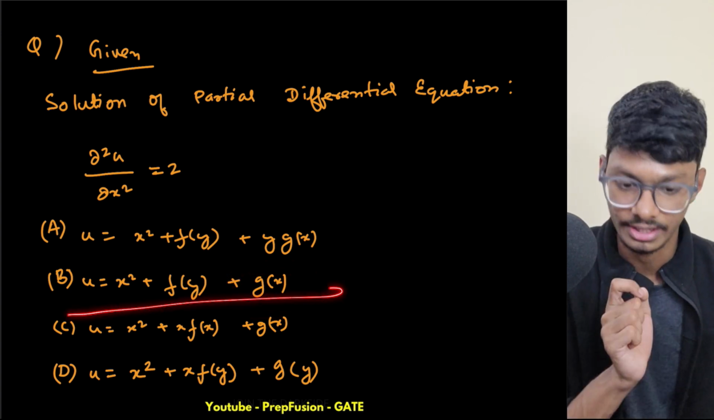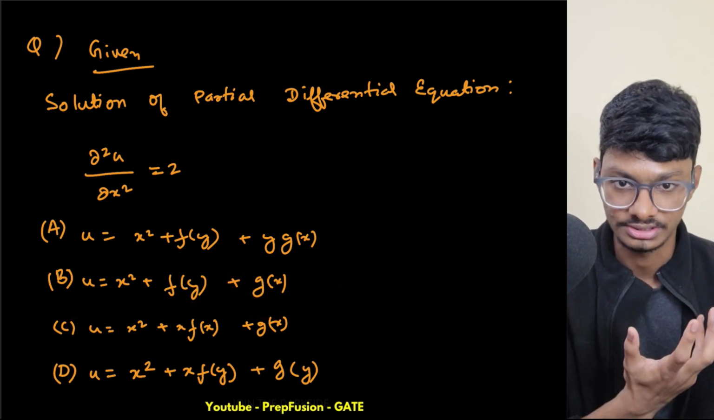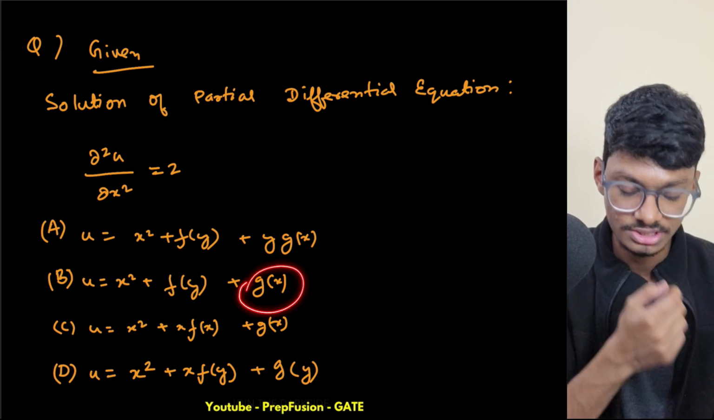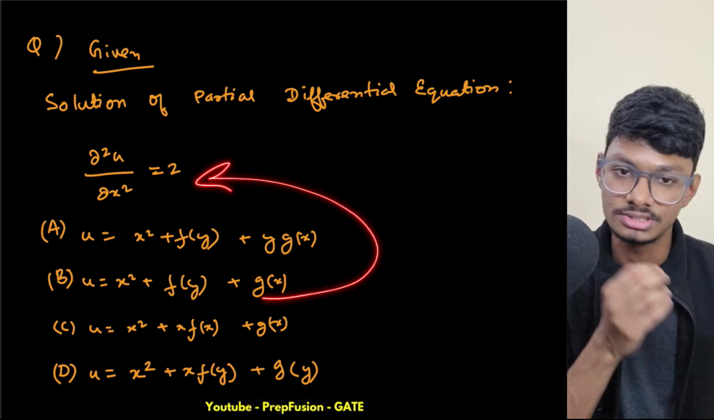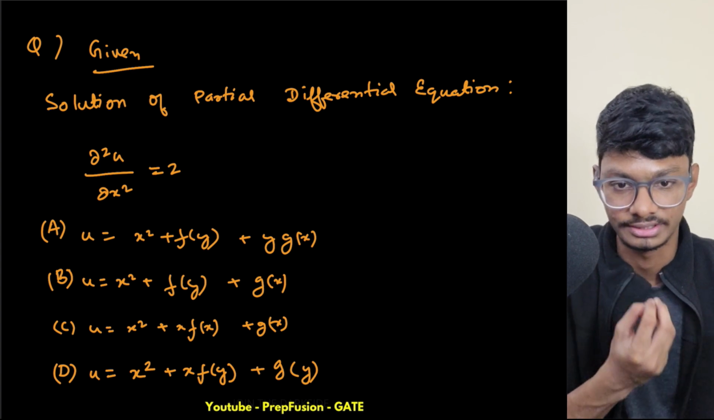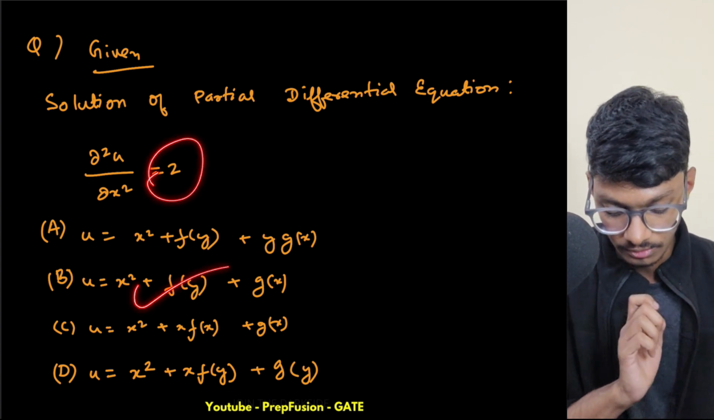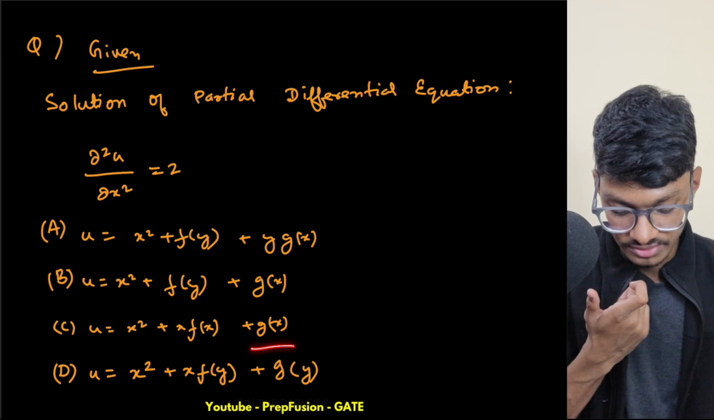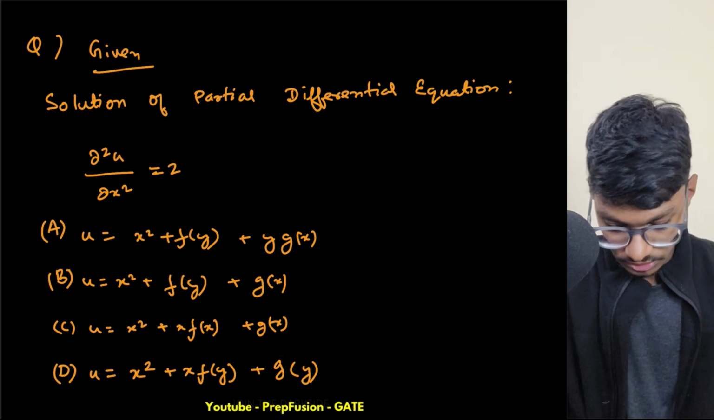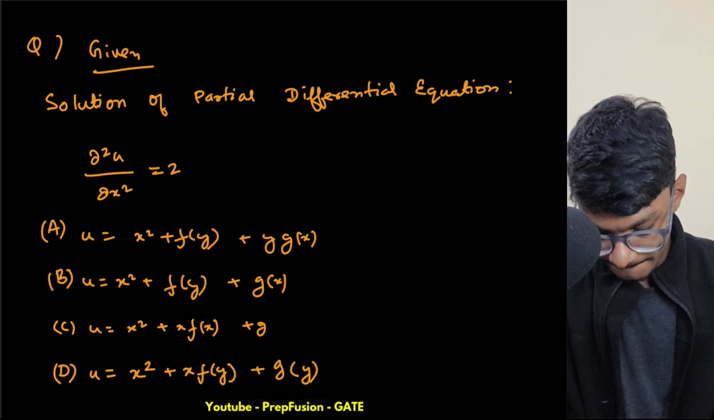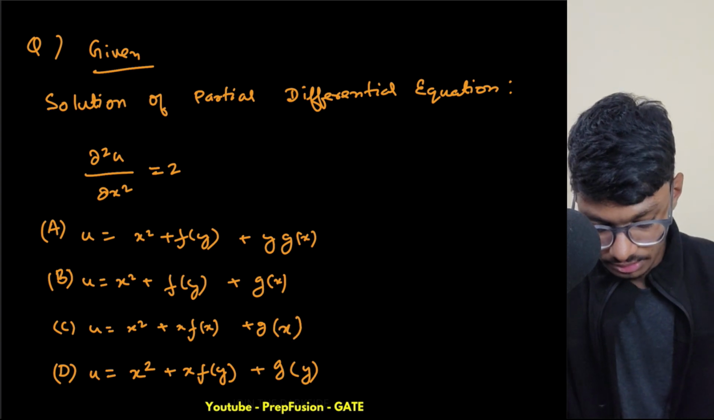If I differentiate it one time, this will be g dash of x, and if I differentiate it again, this will be g double dash of x. And I don't have any g dash of x or something like that. I have a constant term, so this is also gone. This is the same thing. Again, I have g of x, so this will also be gone. So only this one is remaining.